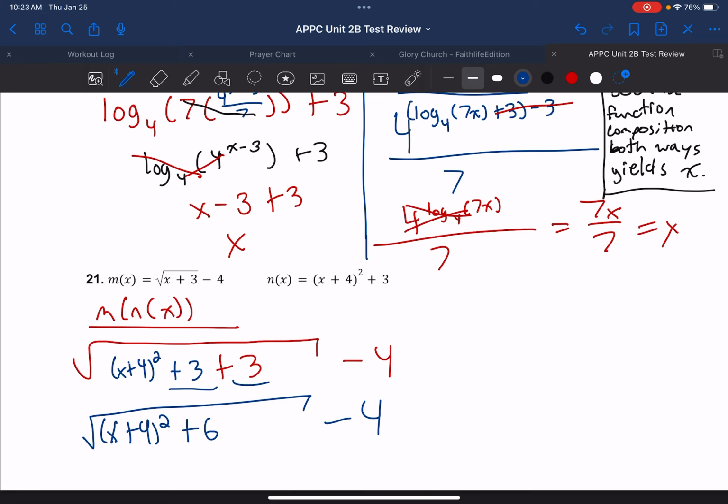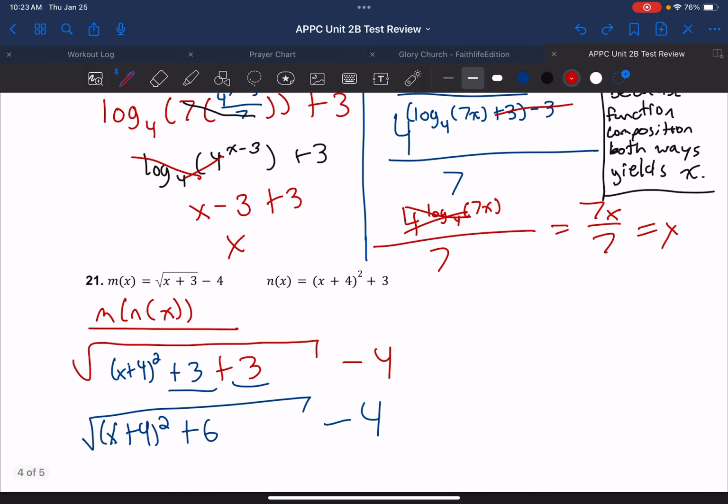I can't just go straight to taking the square root and canceling out this. I can't do that right there. I might be tempted to. Even if it did, it still wouldn't work out. Like I would still have x plus 4 minus 4. That cancels out. And I would still have x plus 6. So right here, there's nothing I can do to cancel it out. So I'm done right there. I know one way fails already.